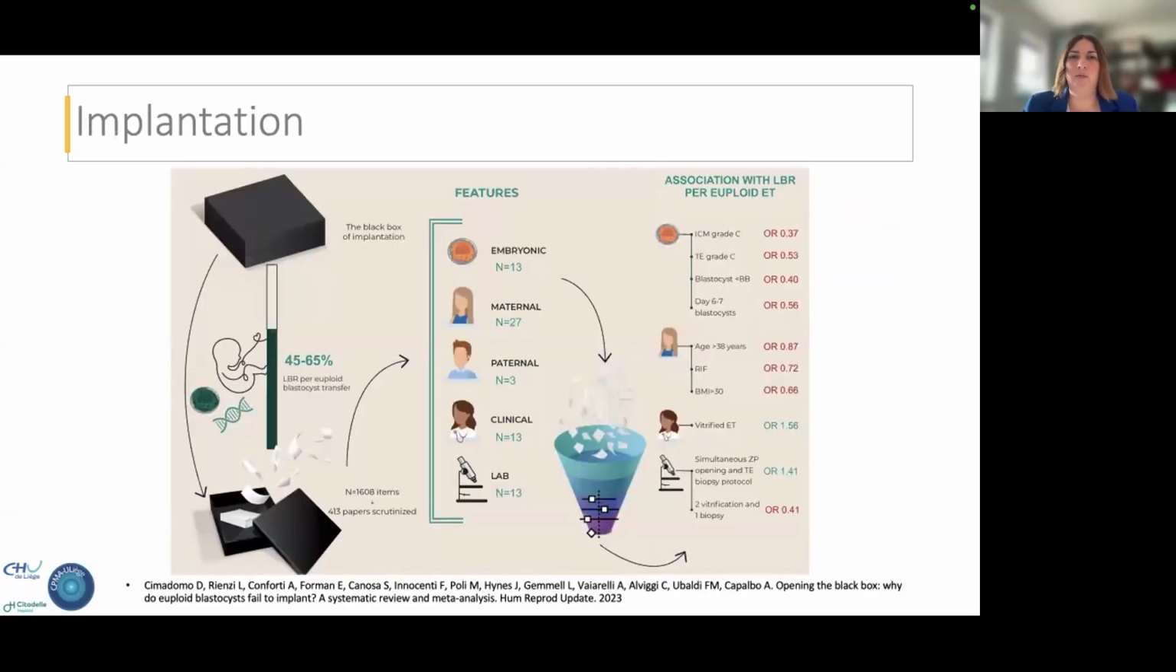And the normal chromosomal constitution by PGT-A is the strongest predictor of implantation success, yet its predictive value is limited, at 50 to 60%, as we show, revealing that it's the black box of implantation. Factors like low blastocyst quality, maternal age, obesity, and RIF can reduce live birth rates per euploid blastocyst transfer.